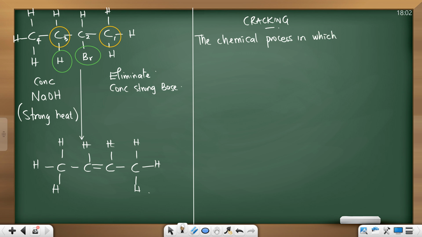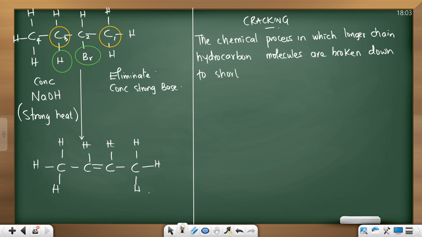in which a longer chain hydrocarbon, please, it must be a hydrocarbon, and I hope you remember what a hydrocarbon is: compounds that contain carbon and hydrogen atoms only. Hydrocarbon molecules are broken, that's the word cracking, into shorter, more useful molecules. Look at those words. Shorter, so the chain becomes shorter, and they are more useful.